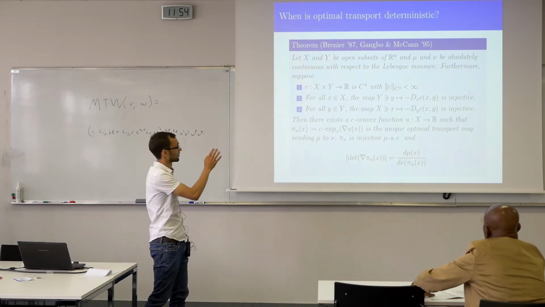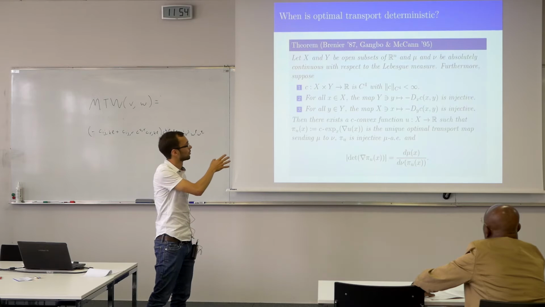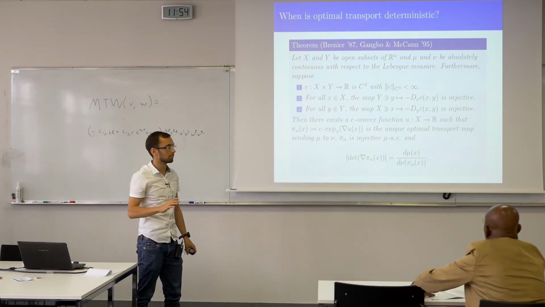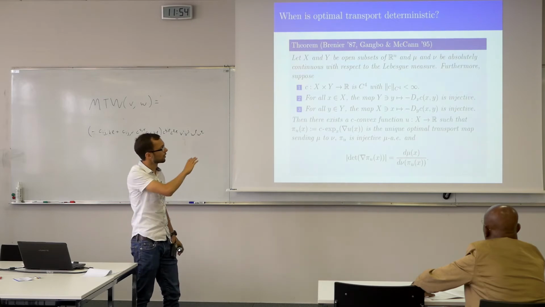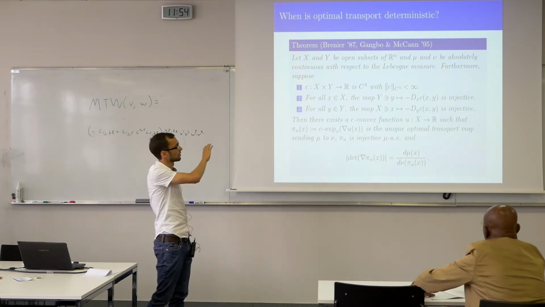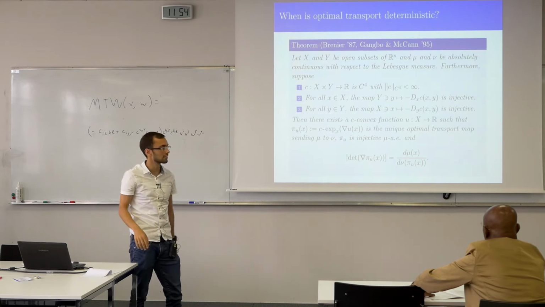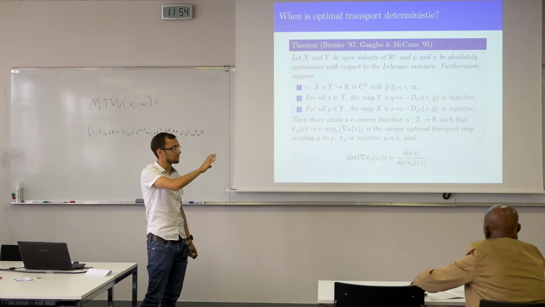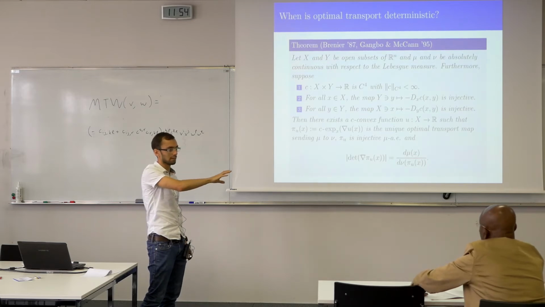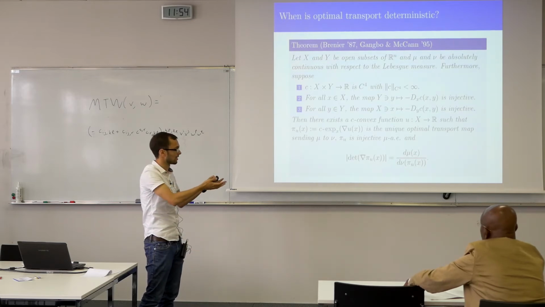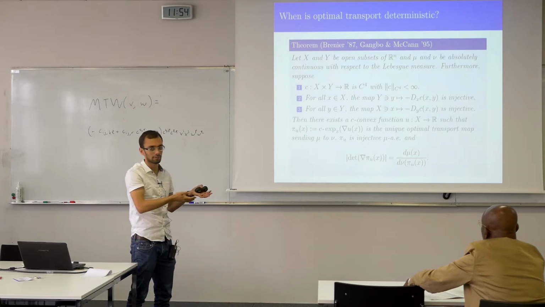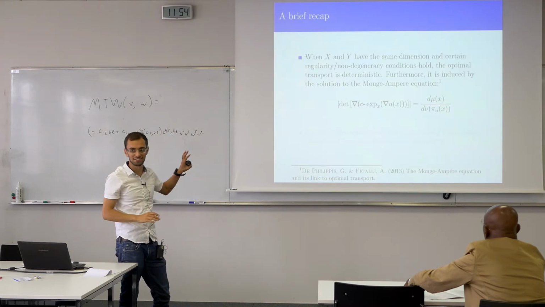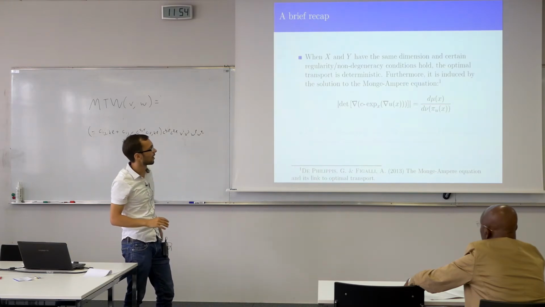And right now I have this theorem, which was originally proved by Brenier in '87 for the 2 Wasserstein cost, and Gangbo and McCann generalized it, which gives some very technical assumptions and then shows that in this case, the optimal transport is actually deterministic. But I'm not going to go through that. Let's just focus on the highlights.